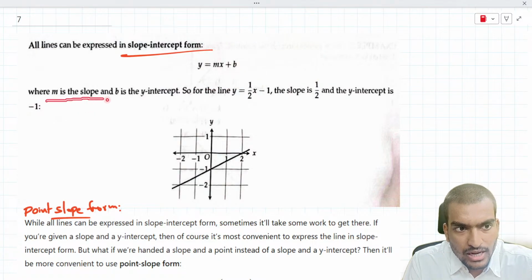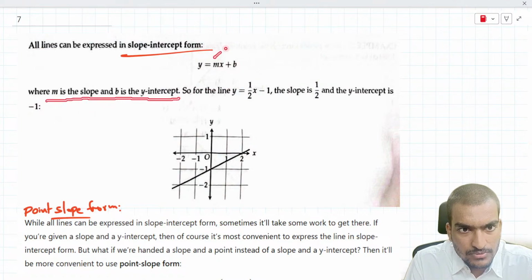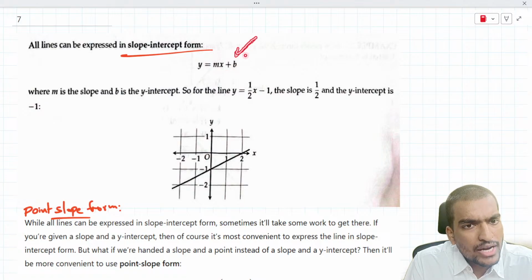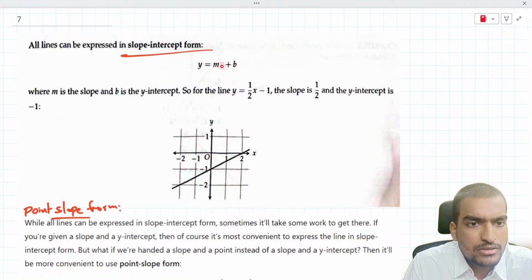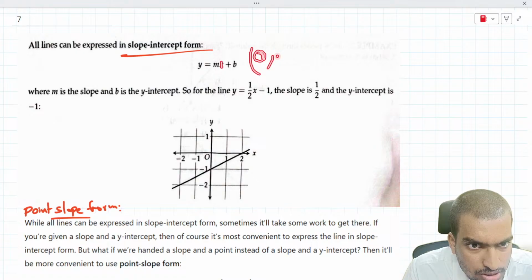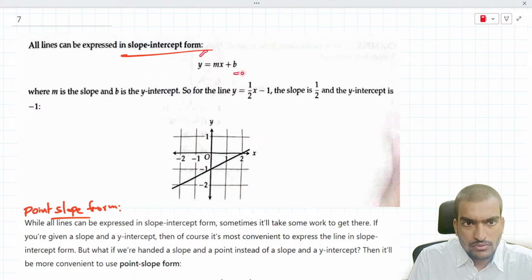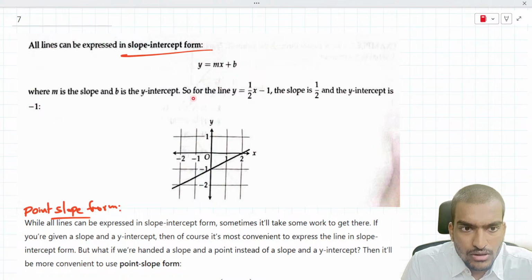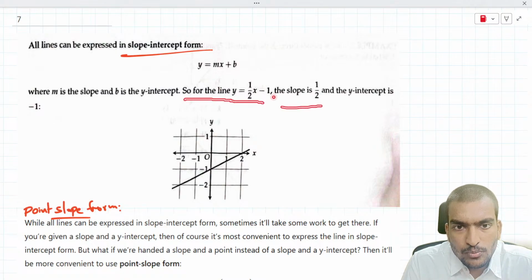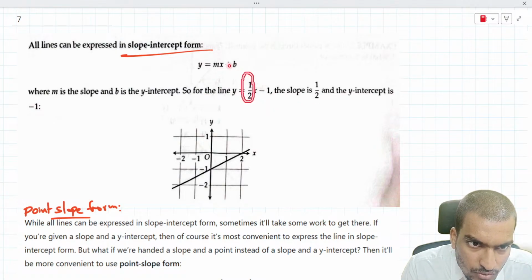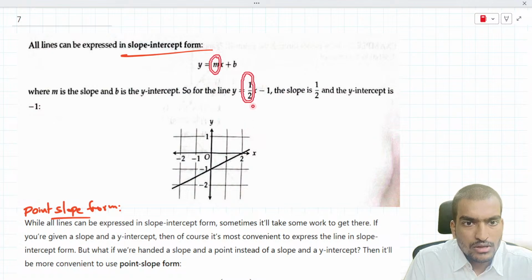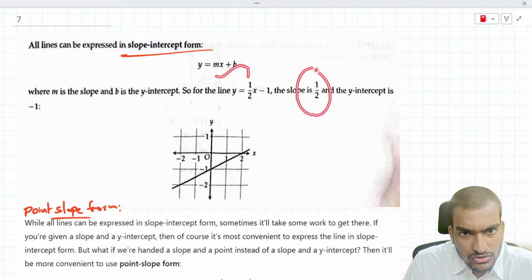Now, m is the slope and b is the y-intercept. Why do we call this b the y-intercept? Because x equals 0, what are you getting? The y-intercept only, right? Y equals the y-intercept. So for this line, the slope is 1 by 2, in the place of m. And the y-intercept is -1.